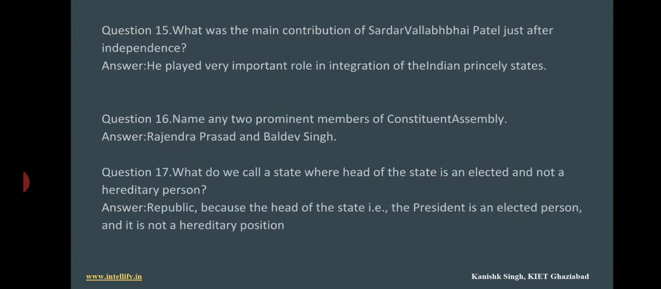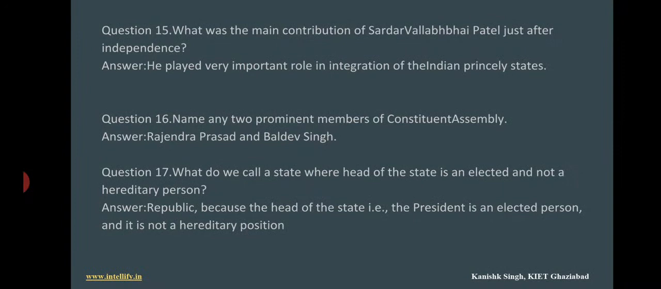What was the main contribution of Sardar Vallabhbhai Patel just after the independence? It is also a very important question as far as Sardar Vallabhbhai Patel is concerned. He played a very important role in integration of the Indian princely states. I mean, he is known as the man of unity, right? National Unity Day is celebrated on his birthday. Why so? Because he integrated more than 350 princely states. I mean, they were very small states of the Indian country.